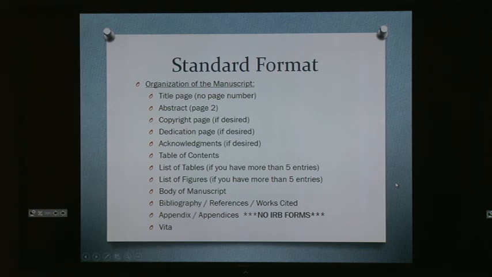No IRB forms. That's a relatively recent thing that the IRB recommended and that the graduate school agreed and approved, that we do not want you to put any IRB forms. No consent, no approvals, none of that in the appendix. And then the vita.